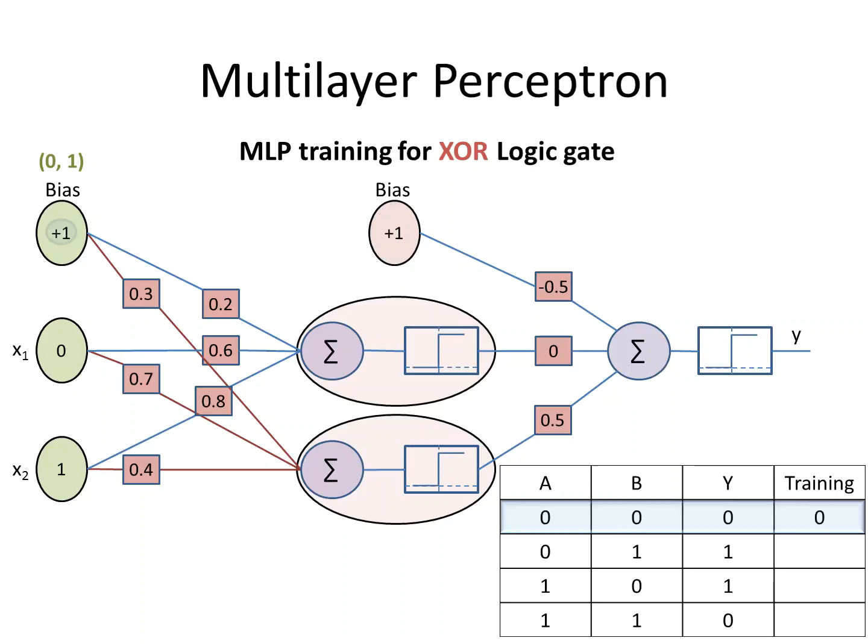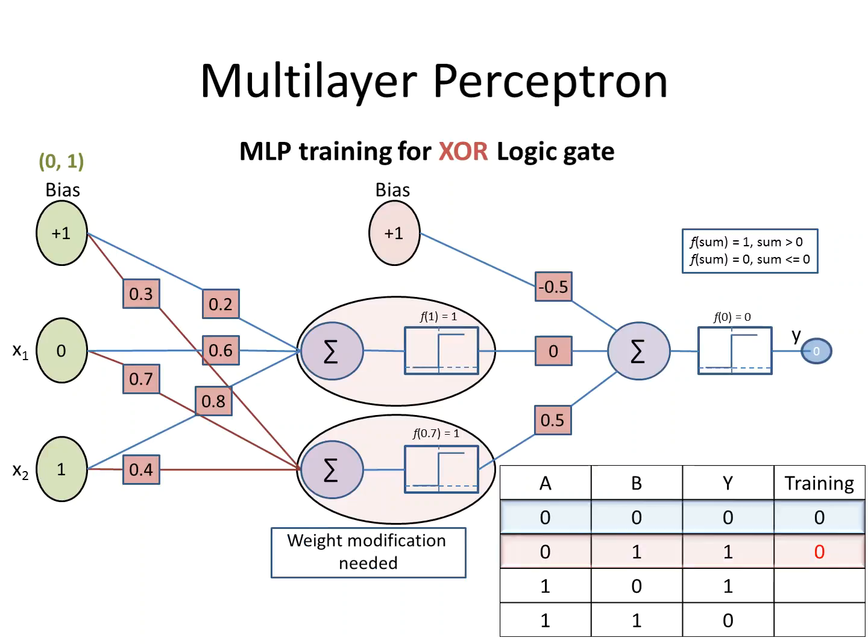Next, let's move ahead for the 0 1. So the first neuron gives me the output as 1, and the second neuron gives me the output as 0.7, and again after the threshold function it gives me the output as 1. For the output layer, it gives me minus 0.5, 0 and 0.5, that is 0. So the output is 0, which is not correct. So here we'll need to modify the weights.